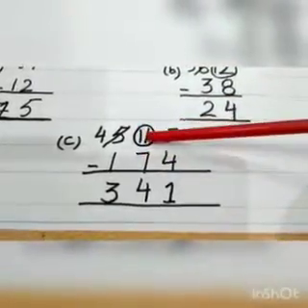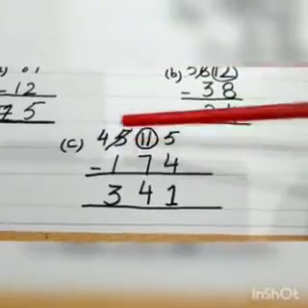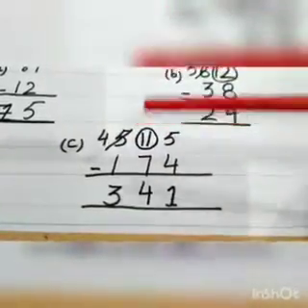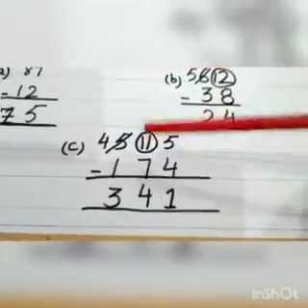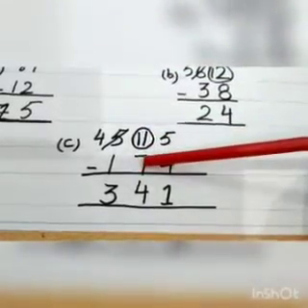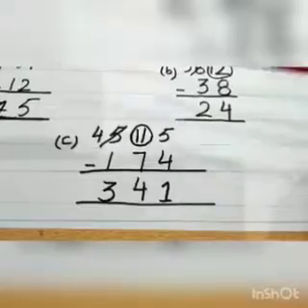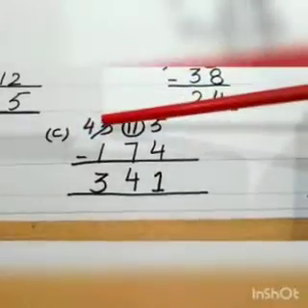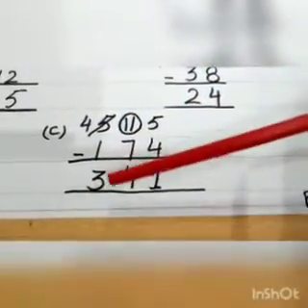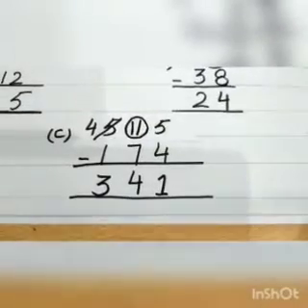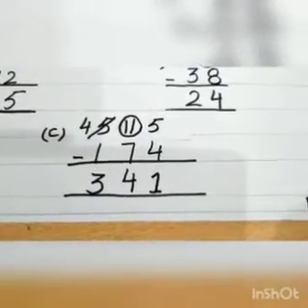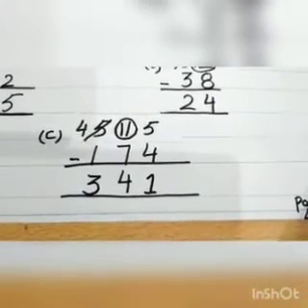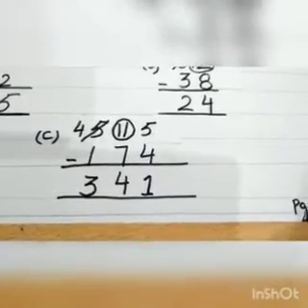So we need to borrow from 5. Give me one of your hundreds so I can be 11. 11 minus 7 is equal to 4. Now in the hundreds column you can see 4 minus 1 is equal to 3. The answer is 341. The difference between 515 and 174 is 341.